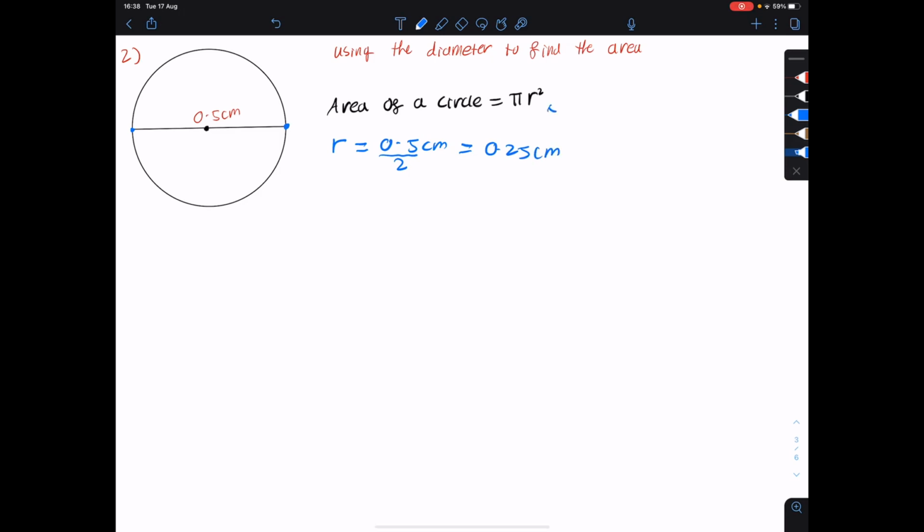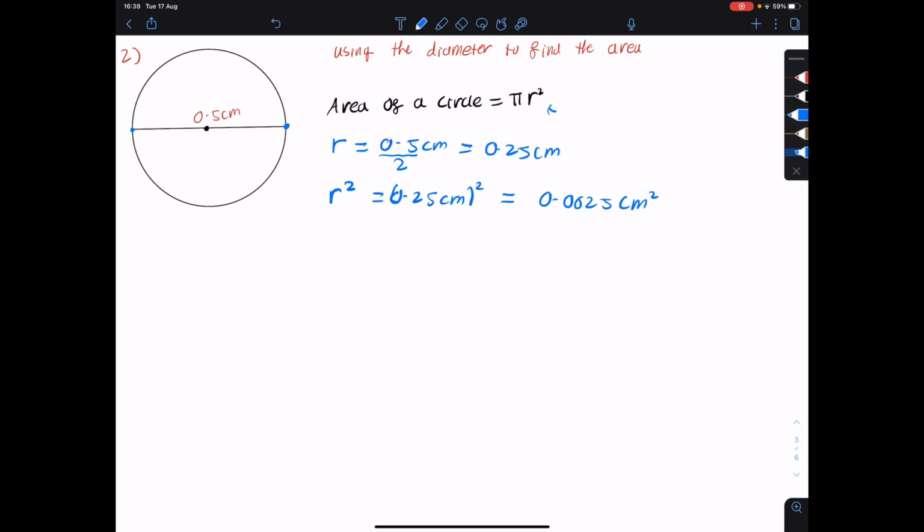Again, as from our area of a circle equation, we actually want the radius squared, or r squared, which is just 0.25 centimetres squared, which is equal to 0.0625 centimetres squared.